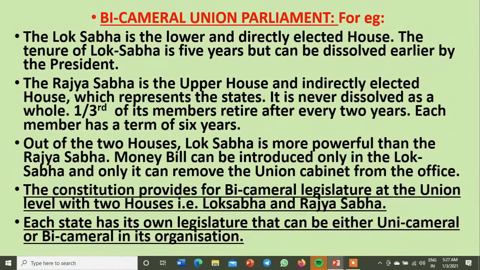Each state has its own legislature that can be either unicameral or bicameral in its organization. Yes, we have 28 states. Now, it's not compulsory that each state must have a bicameral legislature. They can have unicameral also. Like I tell you, Punjab state is unicameral. It doesn't have bicameral. Vidhan Sabha and Vidhan Parishad are the two houses at the state level. But Punjab has only one house, the lower house, which is compulsory, that is Vidhan Sabha, that is a unicameral legislature. Some states are unicameral in India and some are bicameral.